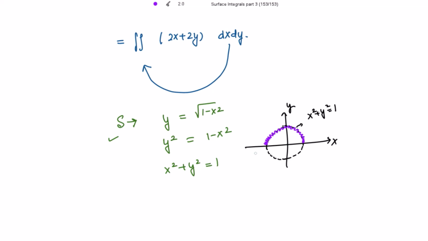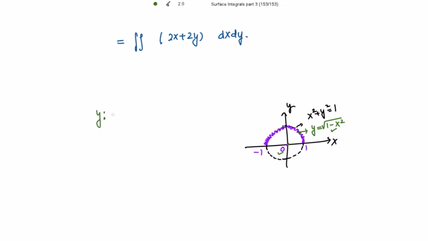So the limits of x are from −1 to 1, and the limits of y are from the origin, that is from 0 to, if I take this to be any point on the surface, what is the value of y at this point? It is √(1 − x²). So the limits of y are from 0 to √(1 − x²). Is it fine? Yes? Okay. The limits of x are constant.